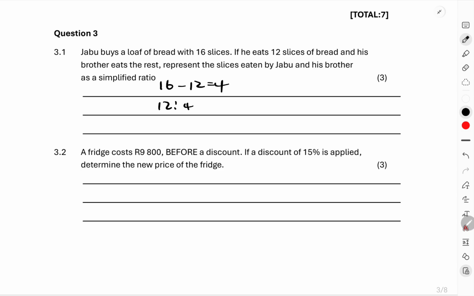But then how do we do as a simplified ratio? We divide by the highest common number. We are going to divide by 4 both sides. Divide by 4. It means the simplified ratio will become 3:1. It means for every 3 slices that Jabu eats, his brother is going to eat 1 slice, right?